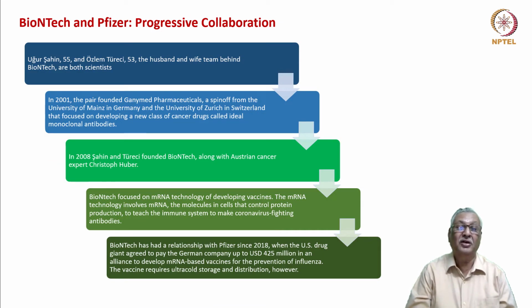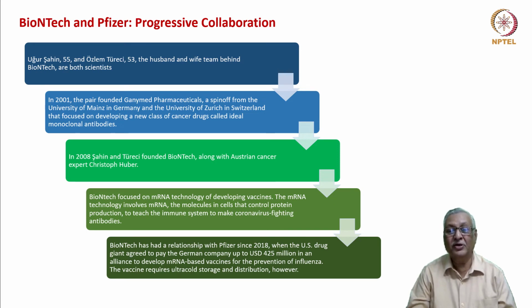BioNTech and Pfizer had a very progressive collaboration. The husband and wife team behind BioNTech are both scientists. In 2001, they founded a pharmaceutical startup for developing the cancer drugs through ideal monoclonal antibodies. In 2008, they founded BioNTech along with Austrian cancer expert Christoph Huber. BioNTech at that point of time began focusing on mRNA technology of developing vaccines.